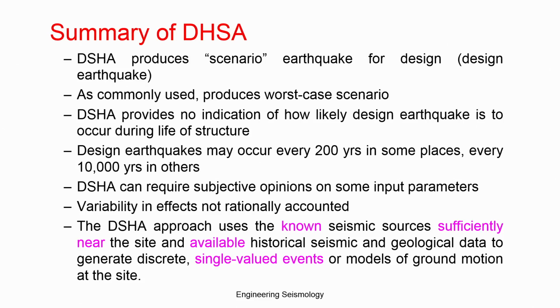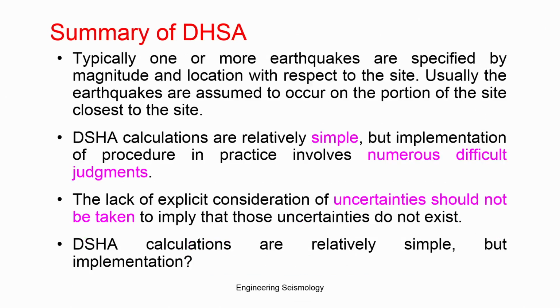Okay. So, the DSHA approach uses the known seismic sources sufficiently near to the site, available historic seismic records, and geological data to generate a discrete single value event and model it at the site. Okay. It gives a single value from the known magnitude and distance based on the available data. So, the summary you can make is that typically one or more earthquakes are specified by a magnitude and location with respect to the site. Usually earthquakes are assumed to occur on the portion of the source closest to the site.